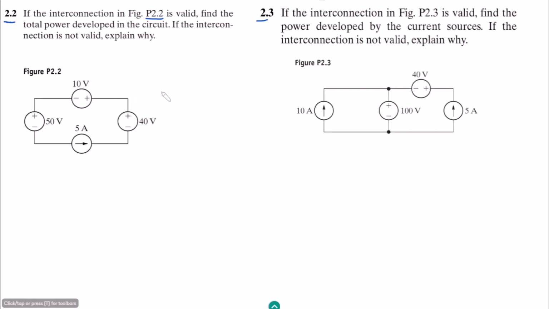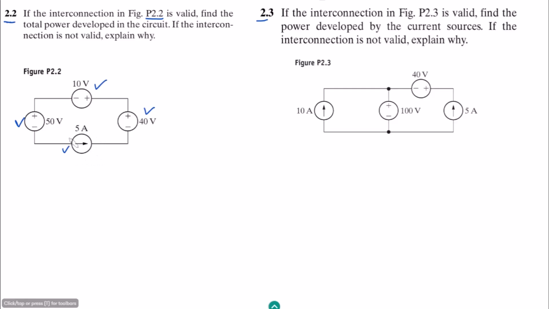so this circuit is a valid electric circuit. If this is a valid electric circuit, we have to find the total power developed. In order to find the total power developed, we have to see which sources are developing the power. Here we have this 50 volt source, 10 volt source, 40 volt source, and 5 ampere current source. All of them are basically independent sources.